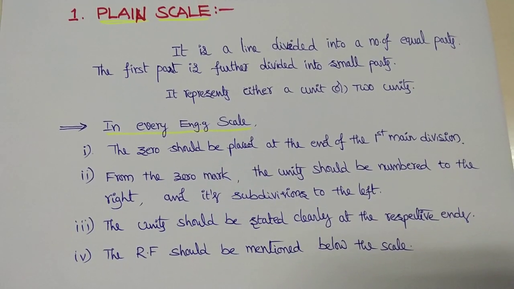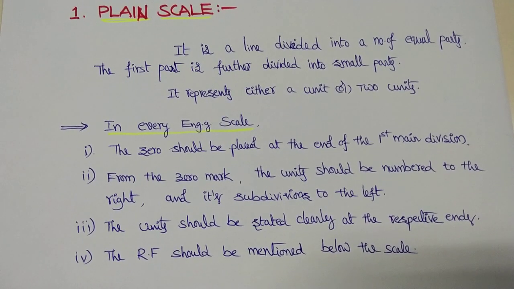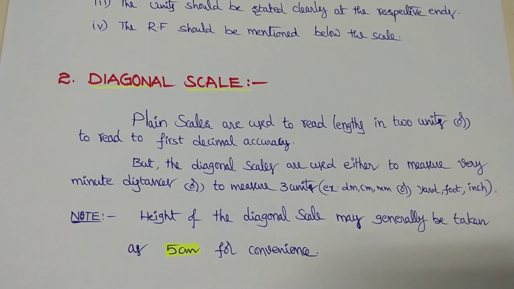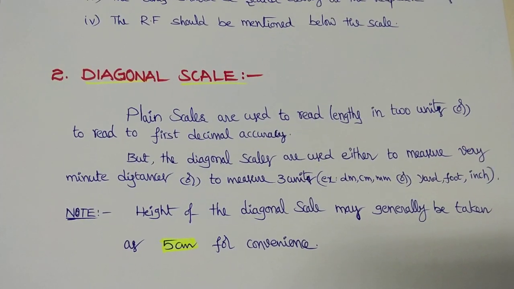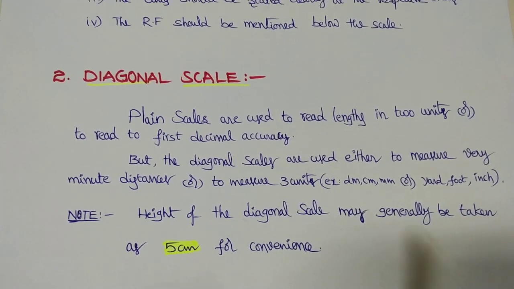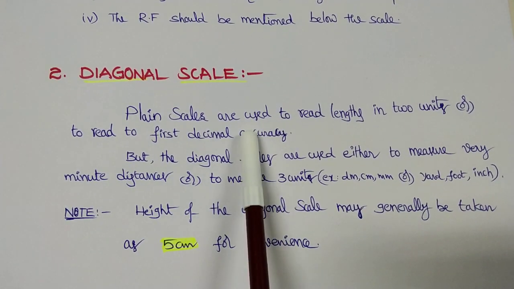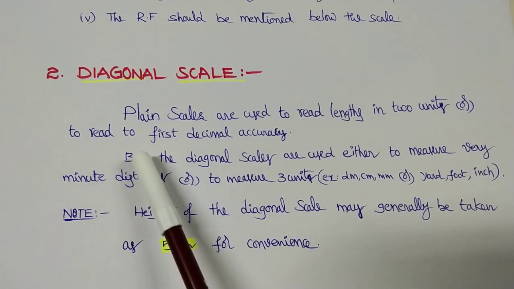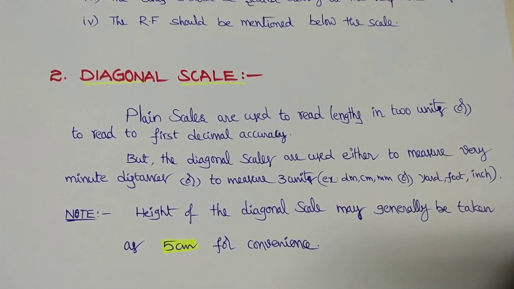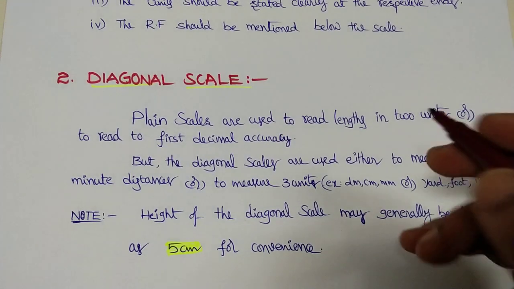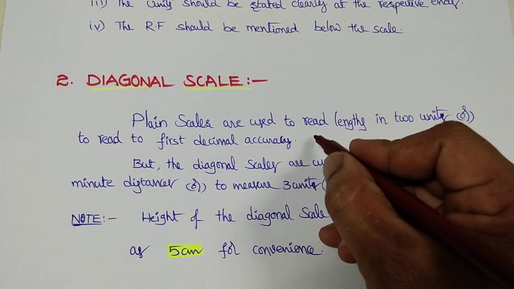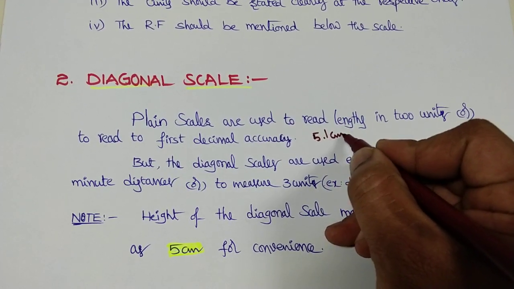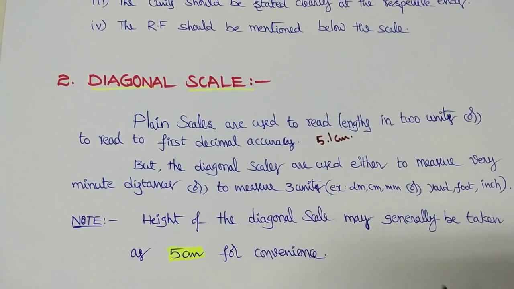And similarly we can see what a diagonal scale is. Here we are able to see the information about diagonal scale. Plane scales are used to read lengths in 2 units or to read to first decimal accuracy. First decimal accuracy means, in this way, suppose we need to show 5.1 centimeter, we can go for the plane scale.